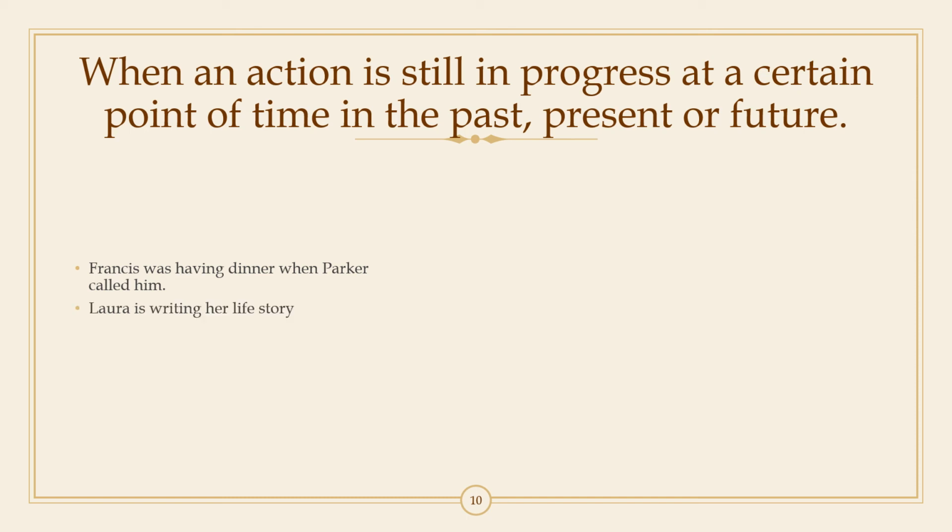Look at the next example. Laura is writing her life story, right? Look at that, it is continuous. Has she finished writing her story? No, right? Or does it say that she is about to start a story? No, right? But then Laura is writing her life story. Look at the next example. Her story might be embarrassing for some of her friends, right?